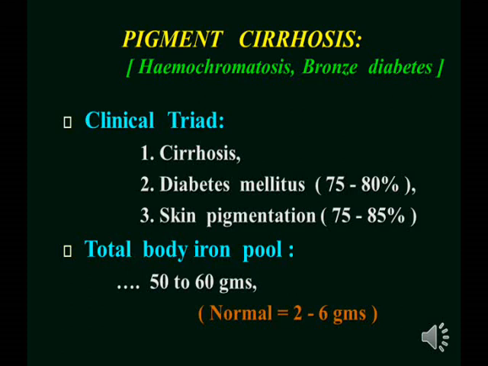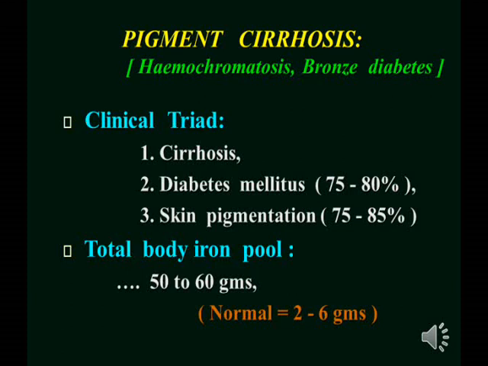This pigment cirrhosis involves a clinical triad of micronodular cirrhosis, diabetes mellitus, which 75 to 80% of them will present with, and skin pigmentation, which is 75 to 85%. So the patient will present with pigment cirrhosis in case of hemochromatosis. Because of these two clinical features, diabetes and skin pigmentation, it is also called bronze diabetes.